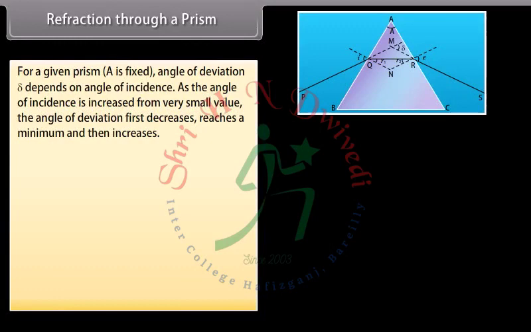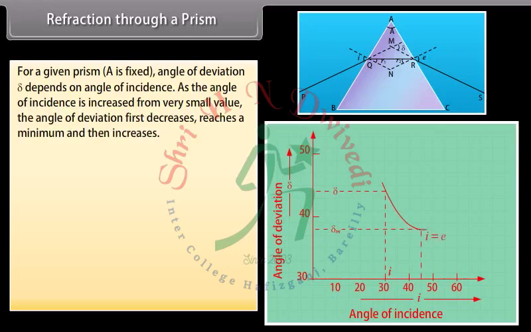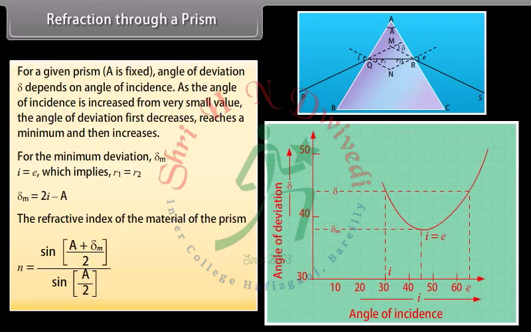For a given prism, A is fixed, and the angle of deviation delta depends on the angle of incidence. As the angle of incidence is increased from a very small value, the angle of deviation first decreases, reaches a minimum and then increases. For minimum deviation, i is equal to e, which implies r1 is equal to r2. Delta minimum is equal to 2i minus A. The refractive index of the material of the prism, n, is equal to sine of (A plus delta minimum) by 2 divided by sine of A by 2.